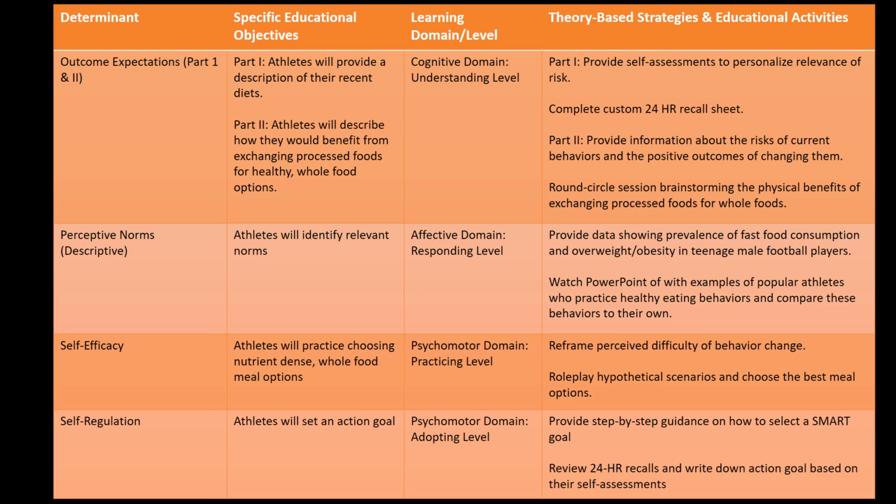The next determinant is perceptive norms, specifically descriptive norms, which can be categorized into the affective domain at the responding level. The objective for this determinant is for the athletes to identify relevant norms of those in their environment who probably influence their norms. The strategy I will be using is providing the data that shows how prevalent excess fast food consumption and overweight and obesity is within the teenage male football player population.